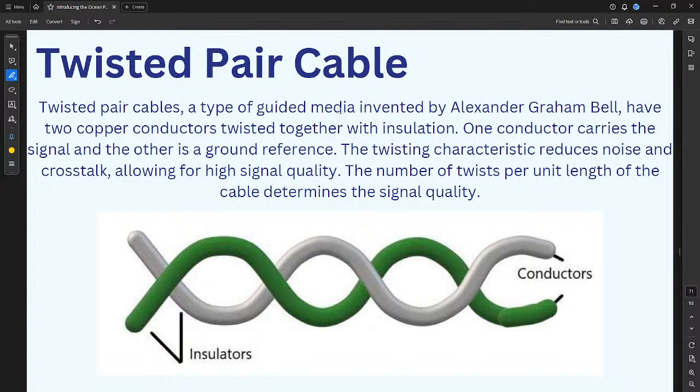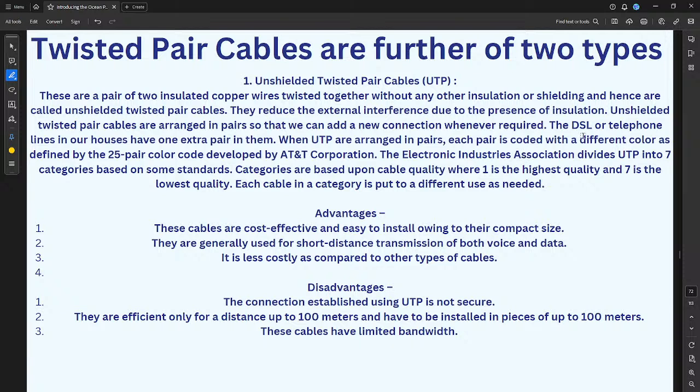Now this is an example of the twisted pair cable. You can see it's a type of guided media invented by Alexander Graham Bell. These are simply two copper conductors twisted together with insulation, helping the signal quality to travel across two devices. So we have different types of these twisted pair cables. We have the unshielded twisted pair, and it has its disadvantages and its advantages.